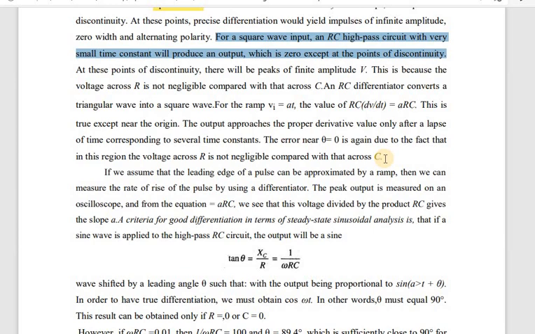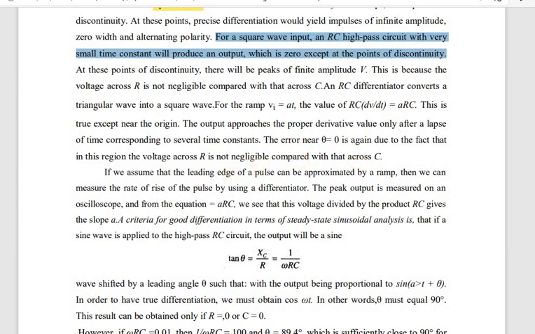And what we are saying is that in the ramp input, except at the origin you will be getting the output, which means the error is occurring at the origin. So that's the reason we have given here: the error near theta equals 0 is again due to the fact that the voltage drop across the resistor is not negligible in comparison with the voltage drop across the capacitor.